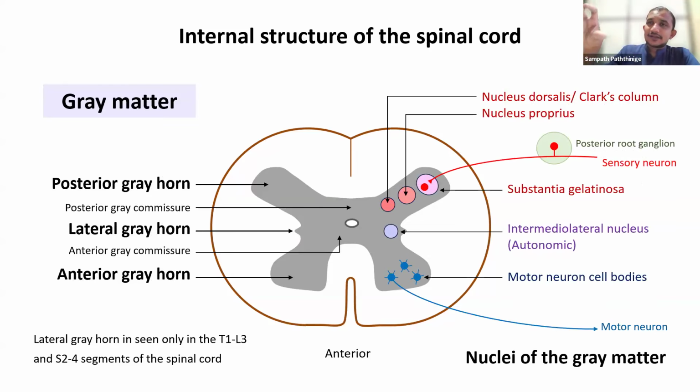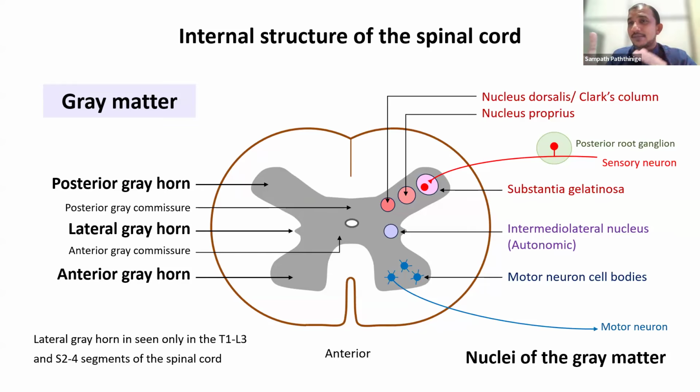If you look at the structure of these different gray horns, the posterior gray horn is the part which receives all the sensory neurons from the posterior nerve root. Generally the cell bodies of all the sensory neurons lie in the posterior root ganglion, right? And the posterior gray horn contains the cell bodies of the second order neurons of the sensory pathways. The collections of neurons within the central nervous system are known as nuclei. So you have different nuclei: the nucleus dorsalis, nucleus proprius, substantia gelatinosa.